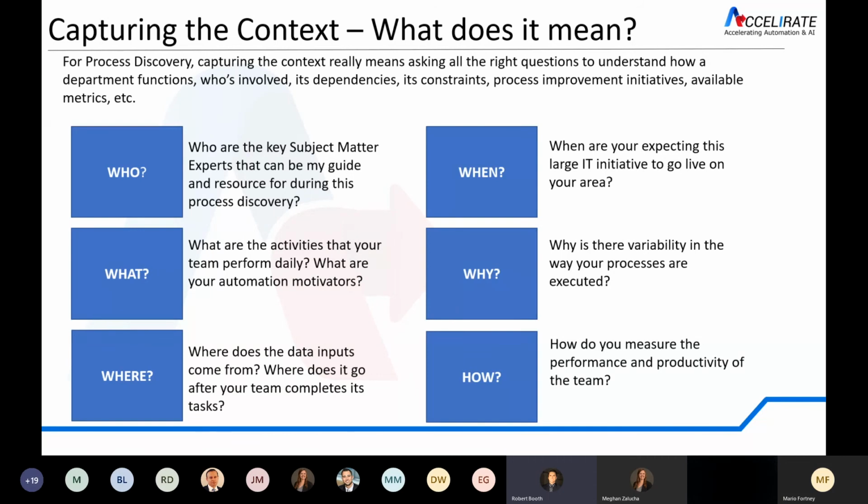So we want to make sure we understand from a high level, well, how many management layers are there? Because that is going to give us a good indication of how in depth or how difficult it is going to be for this process discovery initiative. So what are we going to be asking them once we do have those identified?